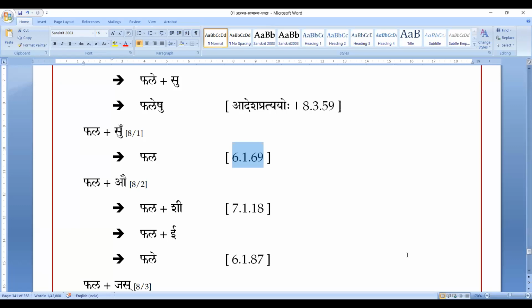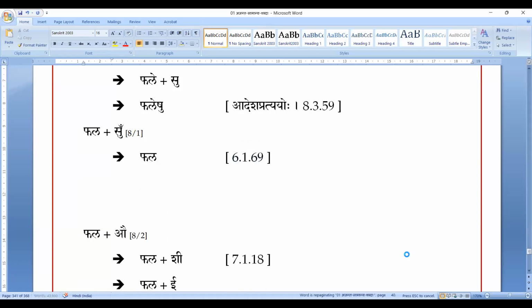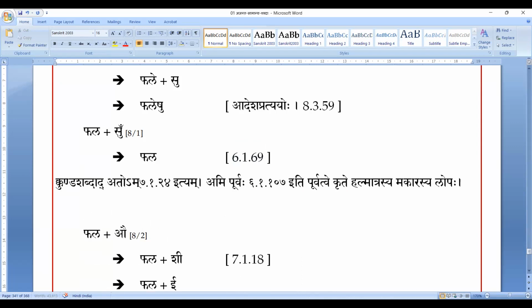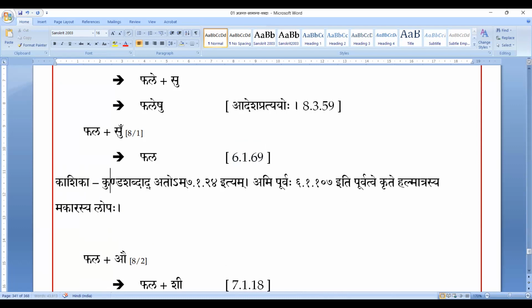7120, well, this is 769. Between these two, what will apply? Just add a note here from the Kashika. Kunda Shabdat Ato, so on 124. The Ami Purva iti Sutrena 6107. The Purvatve Krate Al Matrasya Karasya Lopaha. Yeah, it's a good point. Thanks for spotting it. Otherwise, I would not have seen this. We took it for granted. Ingrasva Sambuddhe, look. So change the steps then.